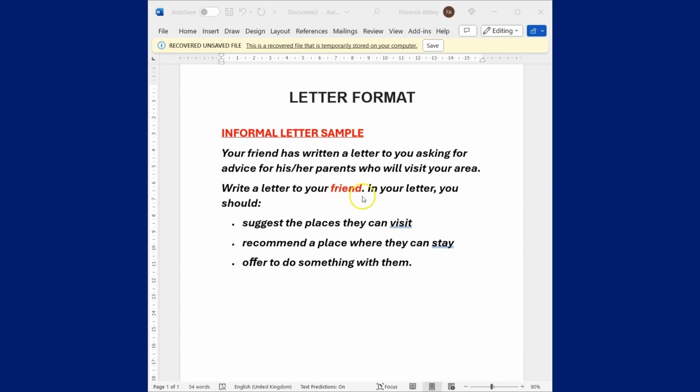In your letter, you should suggest the places they can visit, recommend a place where they can stay, and offer to do something with them. Since you are writing to your friend, this letter is an informal letter, and therefore you should write it in an informal tone. Let's look at the second example.